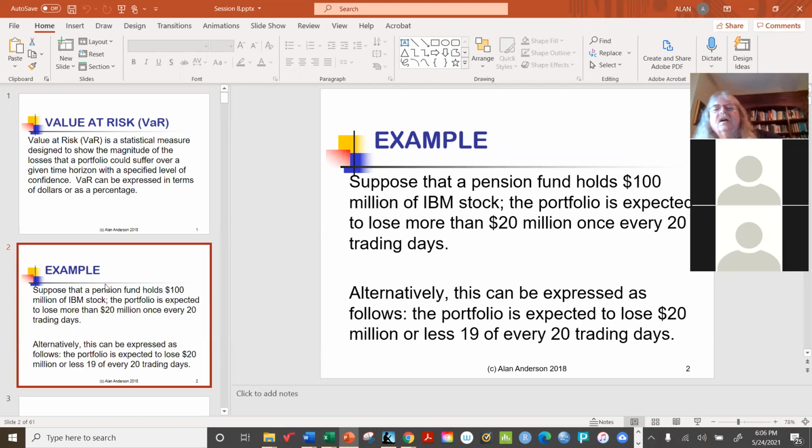Suppose that a pension fund holds $100 million worth of IBM stock. Let's say this pension fund has some quants working in the back office, and they've used their statistical methods to determine that every 20 trading days, or 5% of the time, the portfolio can be expected to lose more than $20 million. Now, that's based on a lot of factors, such as the volatility of the stock, but let's just say that this is what they've come up with. What that also implies, though, is that 19 out of every 20 trading days, the portfolio should lose either less than $20 million or it should actually make money.